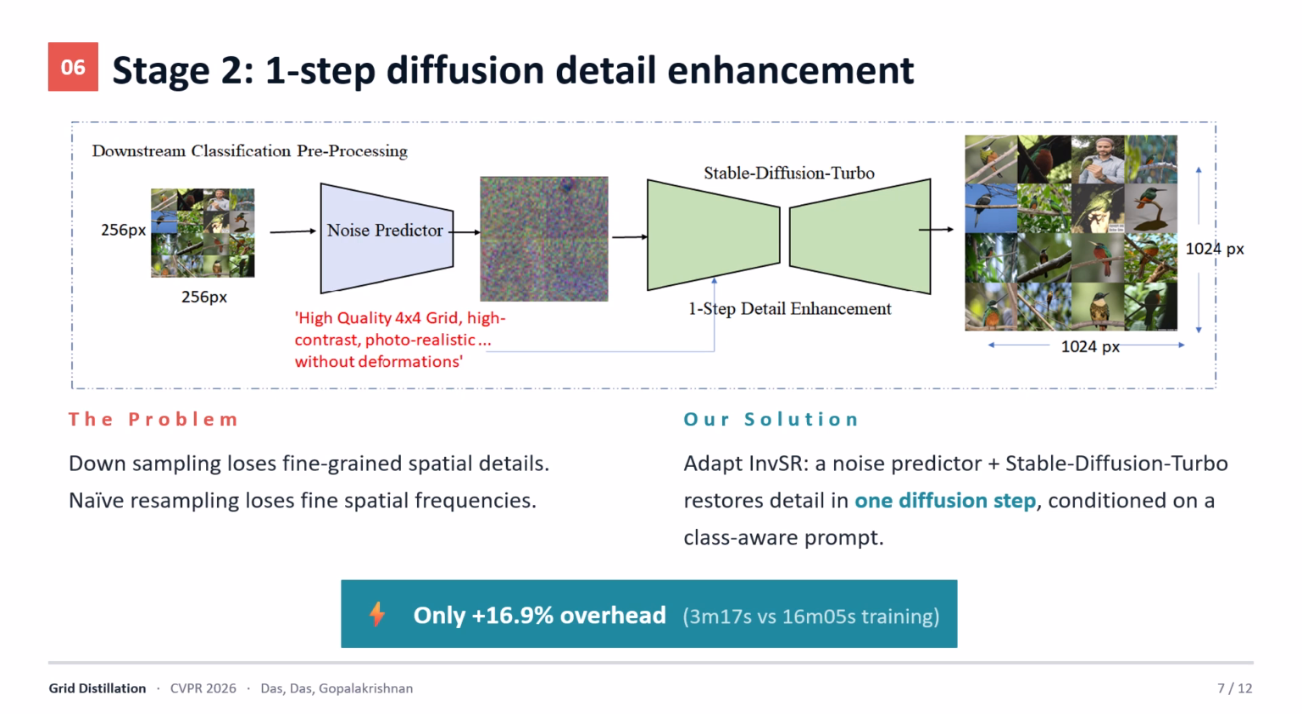Stage 2 fixes a key limitation. When we downsample a 1024 x 1024 grid to 256 x 256, we lose fine spatial detail. We adapt the InvSR diffusion inversion framework, a noise predictor combined with Stable Diffusion Turbo, which restores the detail in a single diffusion step conditioned on a class-aware prompt. This adds only 16.9% one-time overhead, about 3 minutes versus 16 minutes of training.